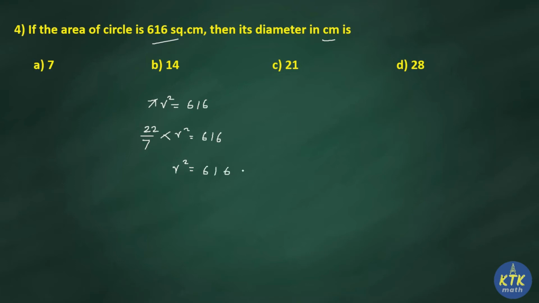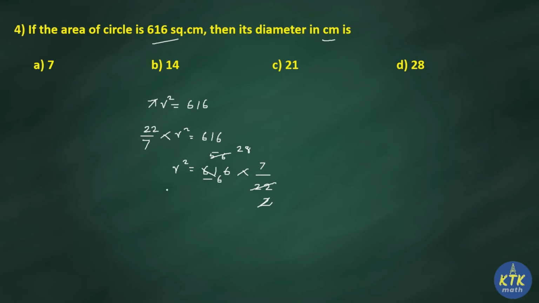616 multiplied by 22 by 7. When it moves to the right side of the equation, it will become what? Reciprocal. Good. 7 by 22. Now I can cancel these two numbers, 616 and 22. It comes in the 11 table, right? So 2 11s are 22. Again here 616, how many 11s are there? 5 11s are 55, so remaining 6, 66, 6 11s are 66. So again this 56 and 22 you can cancel.